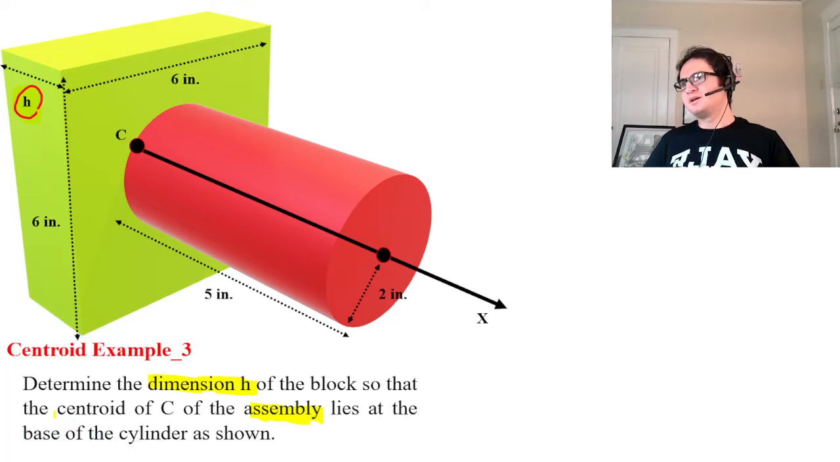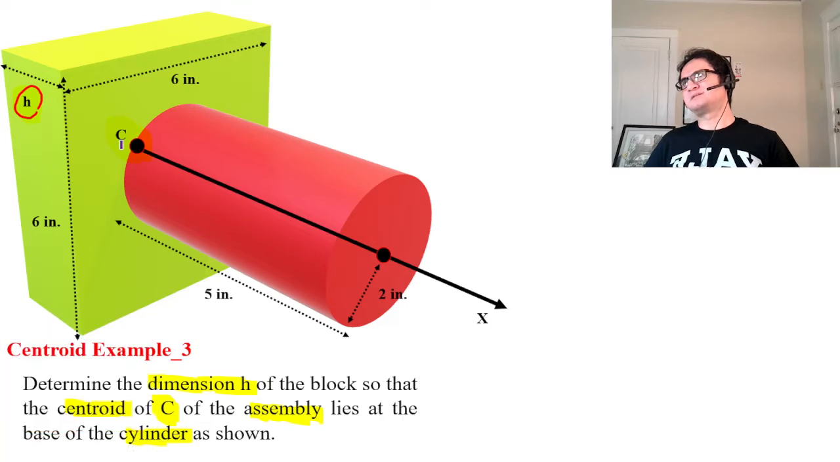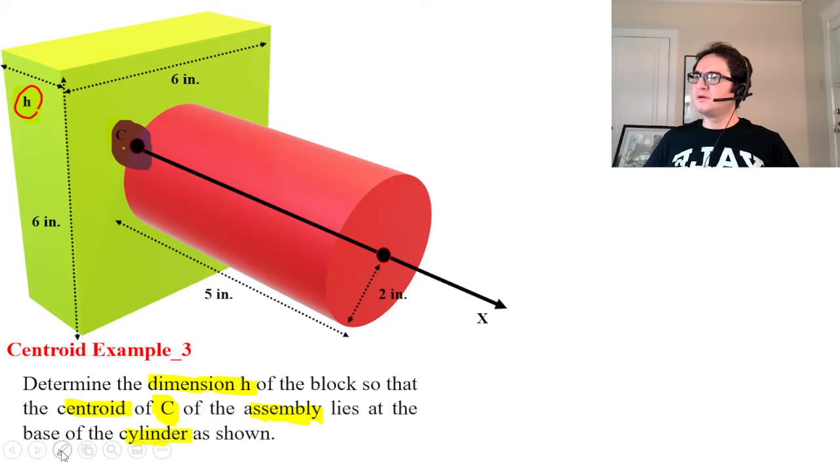We want to know what h is such that the centroid C of the assembly lies at the base of the cylinder. And this is the base of the cylinder. So to start our problem, we want the centroid of the whole shape to be located at the centroid at the base of the cylinder.